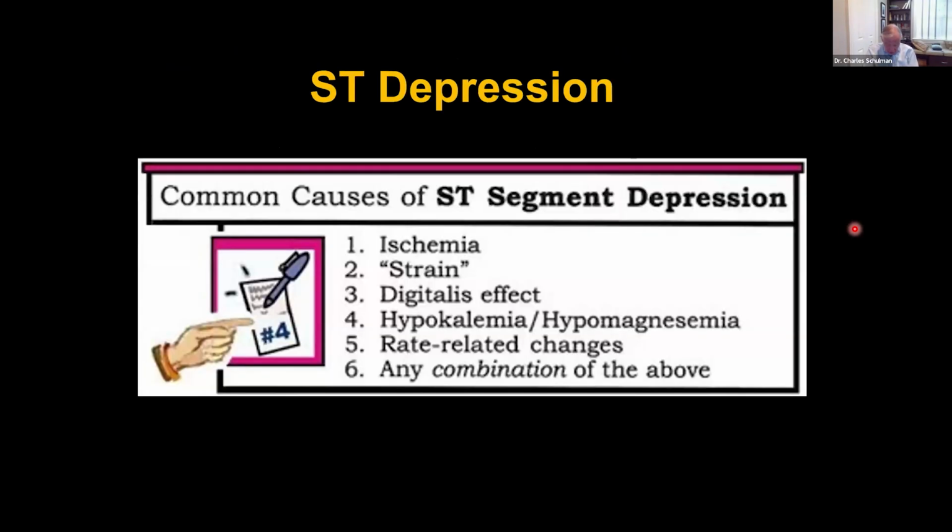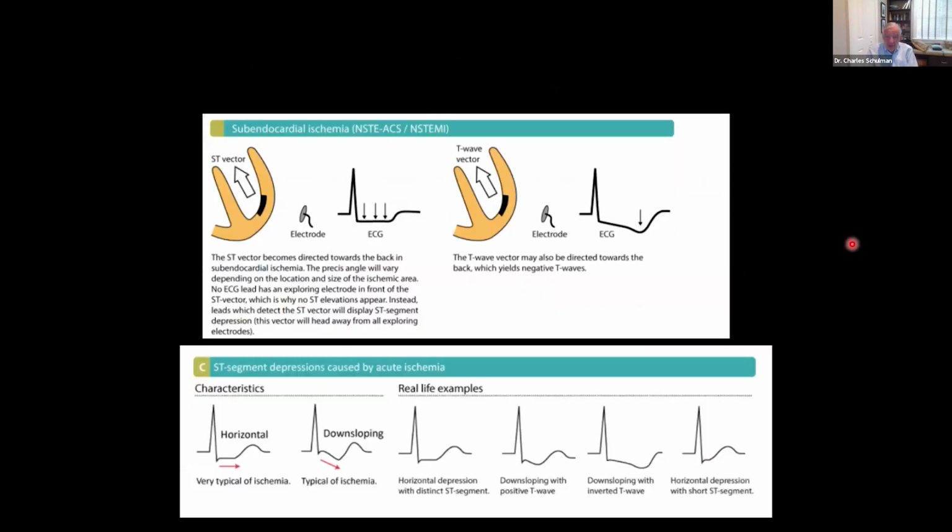Now, what are some common causes of ST segment depression? You can have ischemia, you can have what's called strain, you can have digitalis effect, hypokalemia or hypomagnesemia, but mostly hypokalemia, and then some rate-related changes or some combination. And in this case, with subendocardial ischemia, the vector is traveling away from the electrode, giving ST depression and T wave inversion.